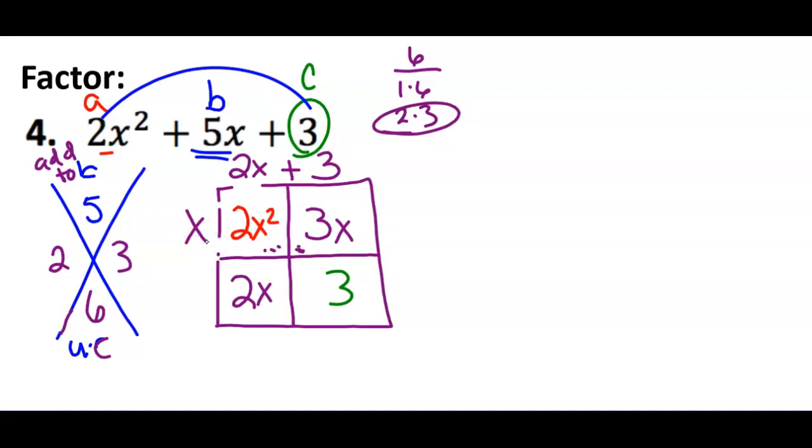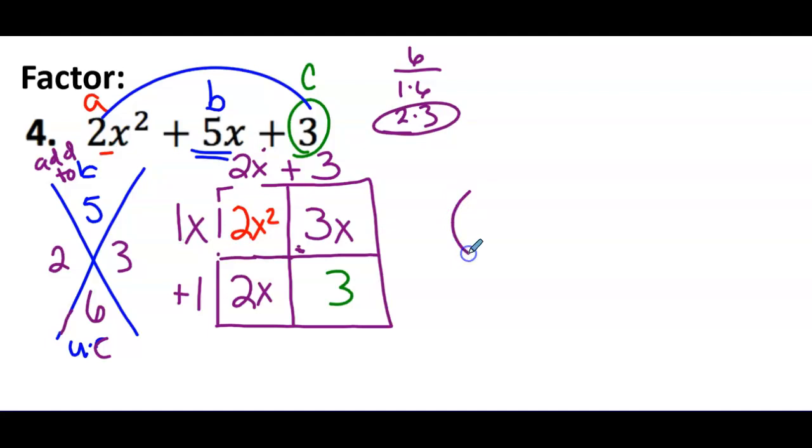And so here's the thing. Whatever this is and whatever this is have to multiply together to be this 2x squared. So 2x times x is 2x squared. Fantastic. Okay. 2x times what gives me 2x? Times 1. Okay? So now I have 1x plus 1.